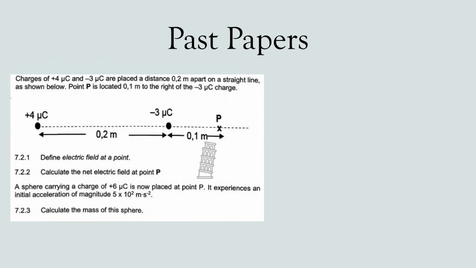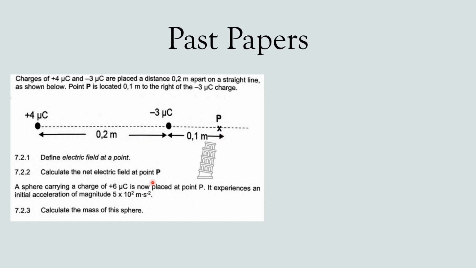This will be our last past paper. Charges 4 and -3 are placed at a distance 0,2 meters apart on a straight line, as shown below. Point P is located 0,1 meters to the right of the -3. So we have a diagram here to show you. Define electric field at a point. This you have to learn from your guidelines. Calculate the net electric field at point P, which is here.